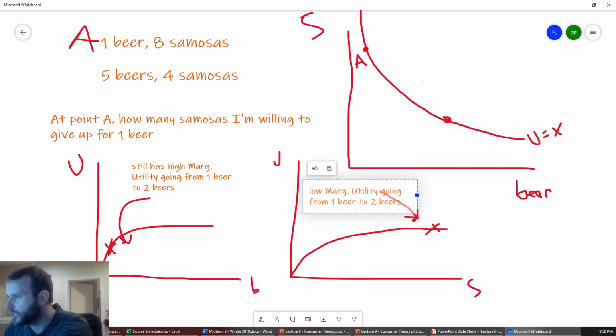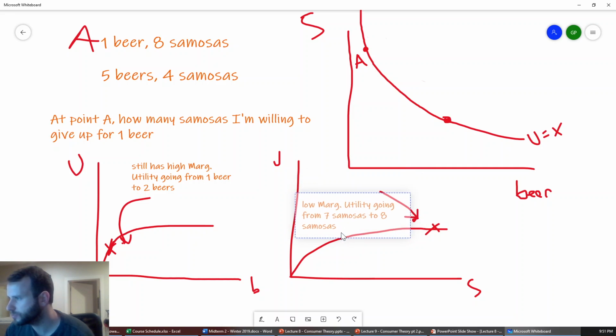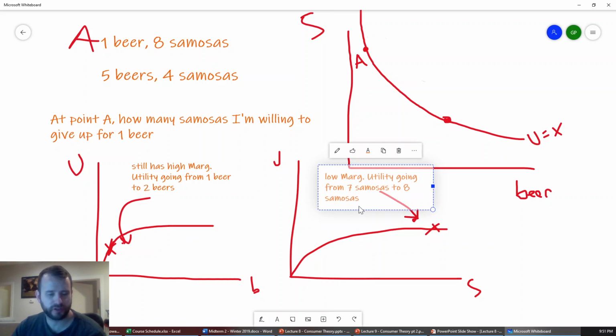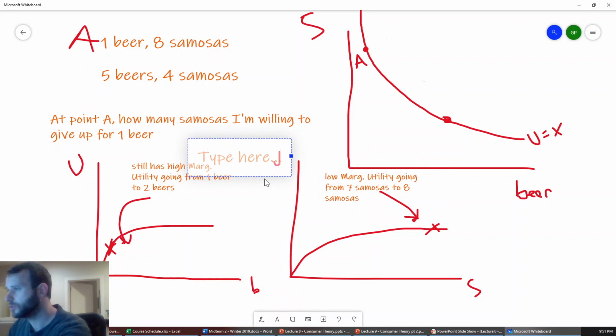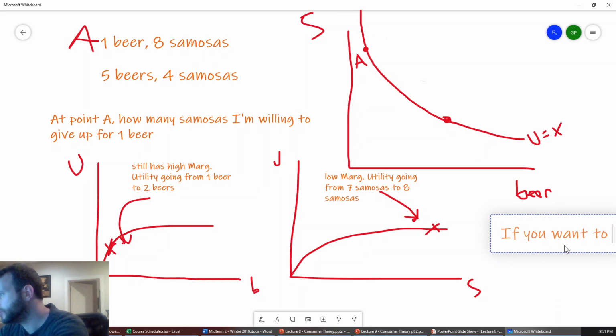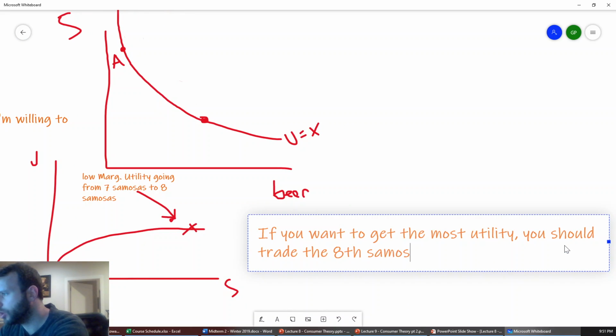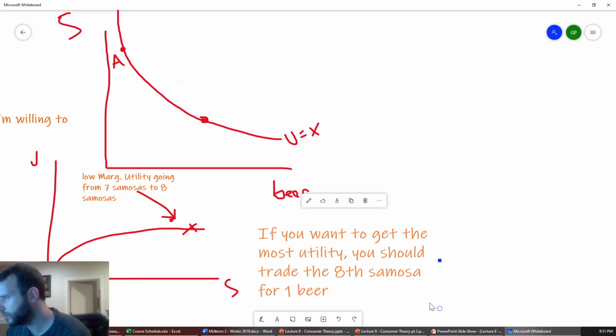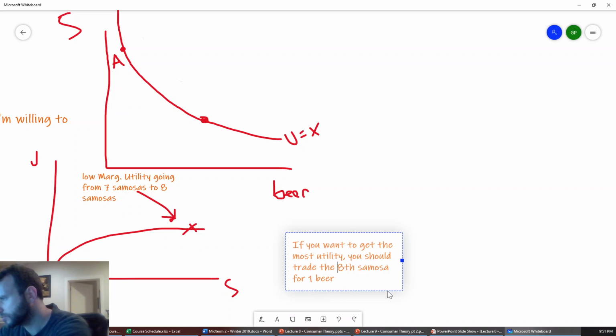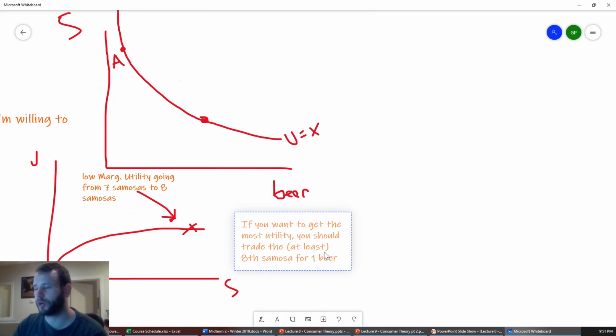But you have a low marginal utility going from 7 samosas to 8 samosas. So if you want to increase your utility, you'd rather trade the 8th samosa for a beer. If you want to get the most utility, you should trade the 8th samosa for 1 beer. At least. You might be willing to trade more than 1 samosa for 1 beer. Okay?